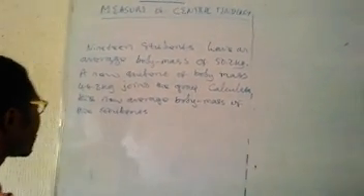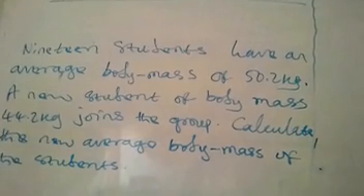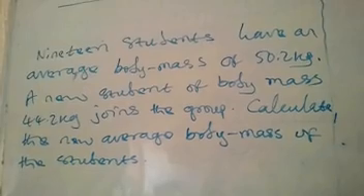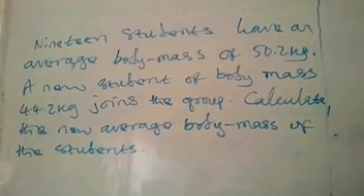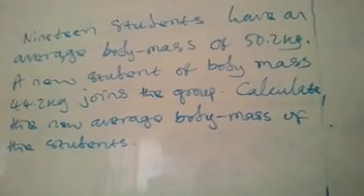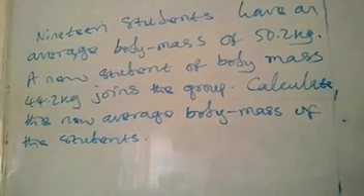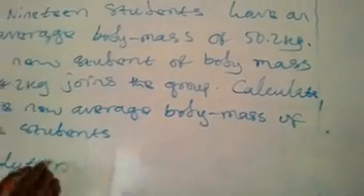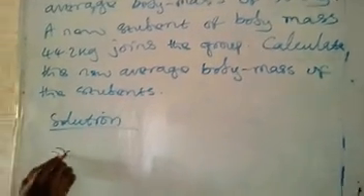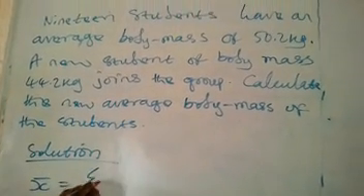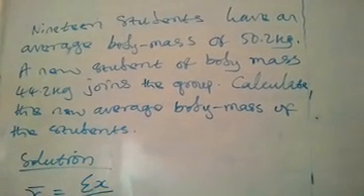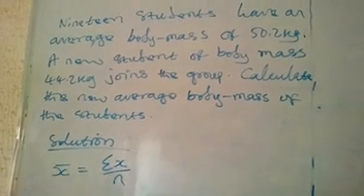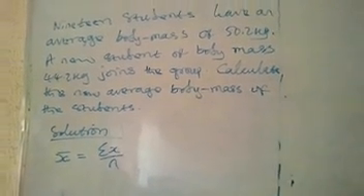Now look at this example. 19 students have an average body mass of 50.2 kg. A new student of body mass 44.2 kg joins the group. Calculate the new average body mass of the students. Now let's look at this. You remember that the formula for our mean, which we represent with x bar, is the sum of x all over n. That is if you don't have a frequency table.